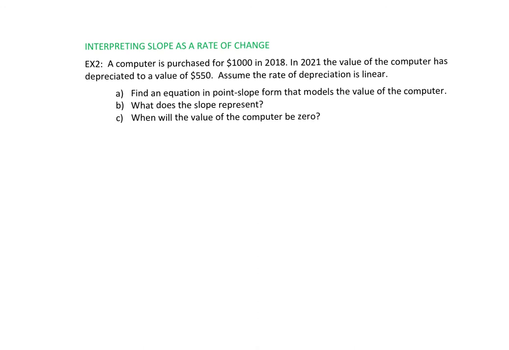In example 2, we have a computer that we purchased for $1,000 in 2018. In 2021, the value of the computer has depreciated, so it's lost some value. So now the value of the computer is $550, and we're going to assume the rate of depreciation is linear, meaning that the graph of the value of this computer would be the graph of a line. In part A, it says find an equation in point slope form that models the value of the computer. So we have to be careful about what we're being asked to do. We're trying to find an equation in point slope form.